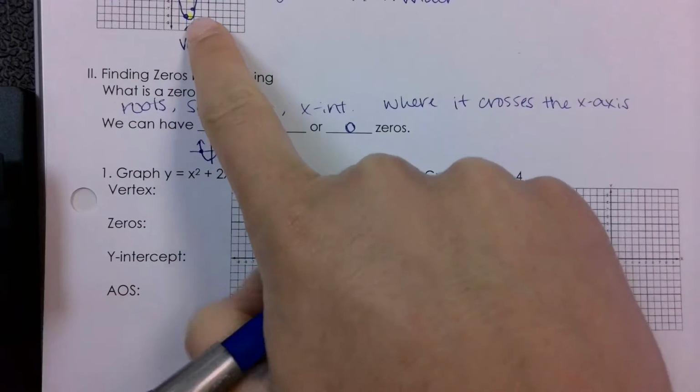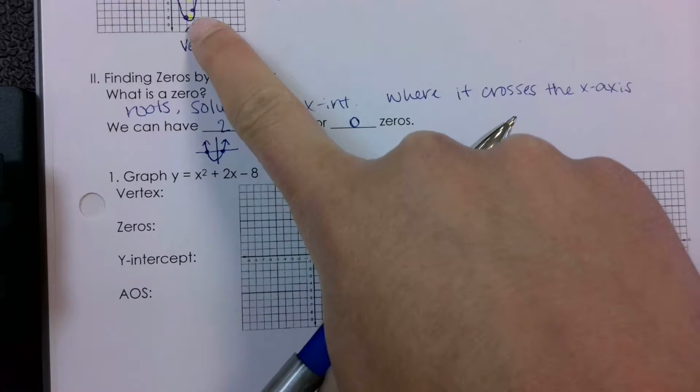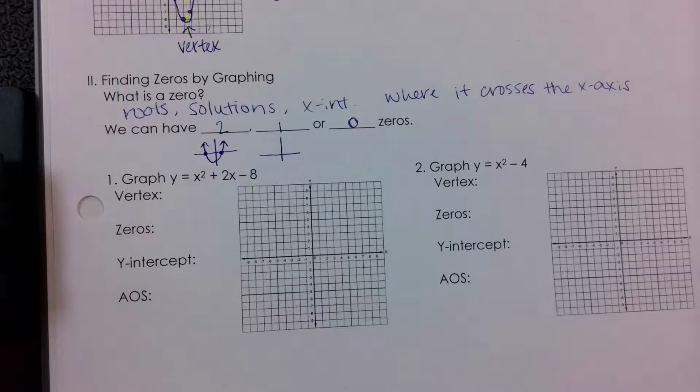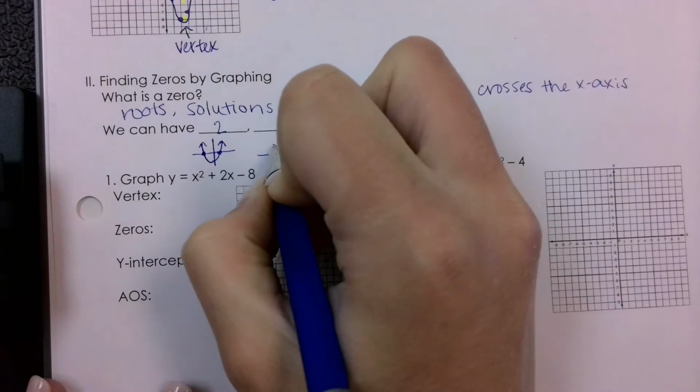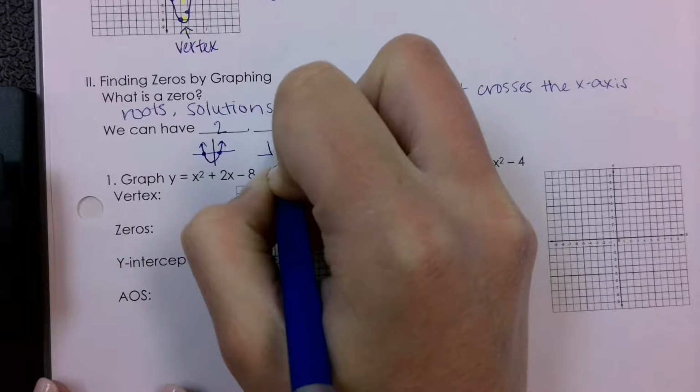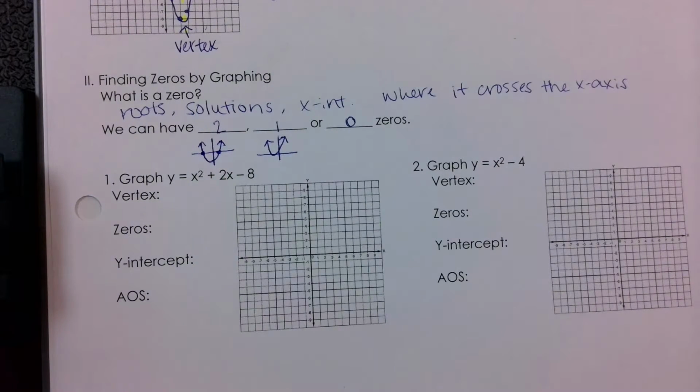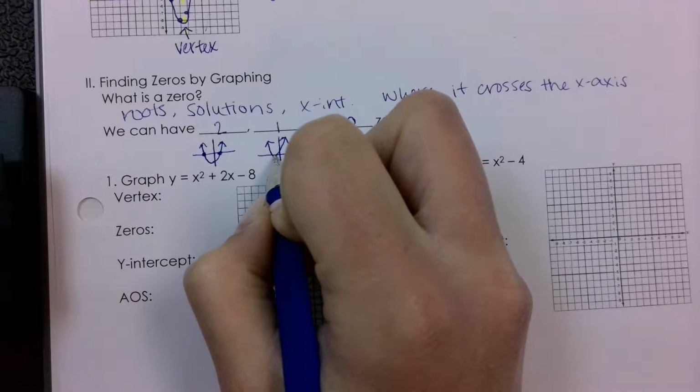Is this vertex on the x-axis? Is it above it or on it? On it, so it could look like this. So it's going to bounce and go back, right? It's going to touch right there. So that's going to be 1 zero.